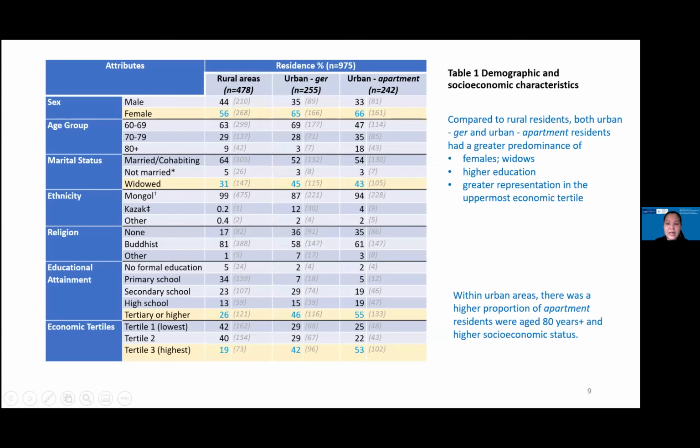In the first table, we look at a description by attributes between rural areas, 478 people, and urban areas, divided into 255 for ger areas and 242 in apartment areas. In summary, compared to rural residents, both urban ger and urban apartment residents have a greater predominance of females and widows, and also greater representation of the uppermost economic tertile and higher education. However, notably, within urban areas there was also a very significantly high proportion of people aged 80 years and older, and this could be related to why they have those other attributes.